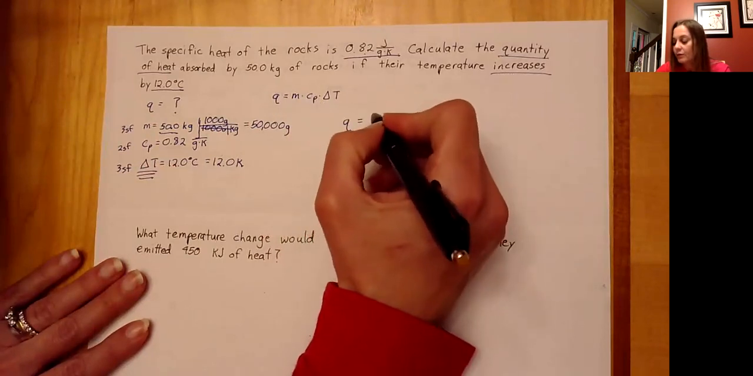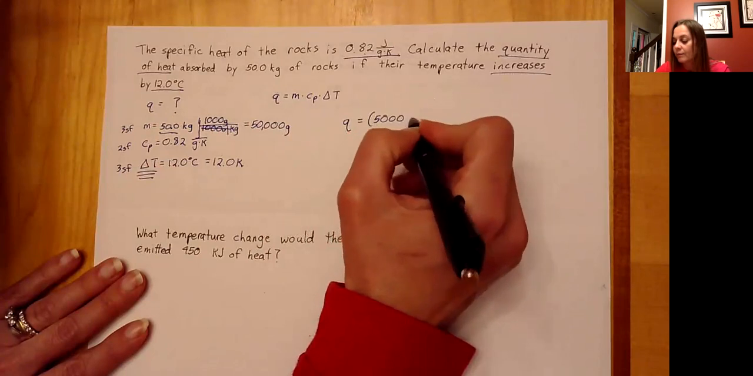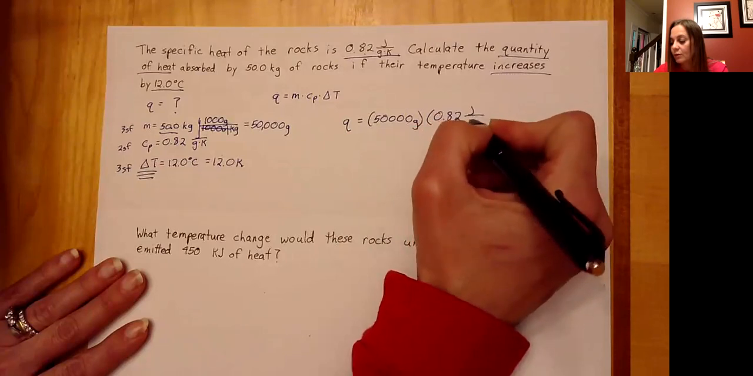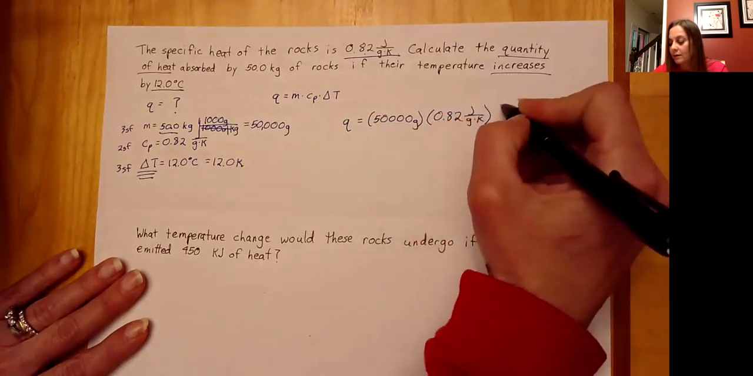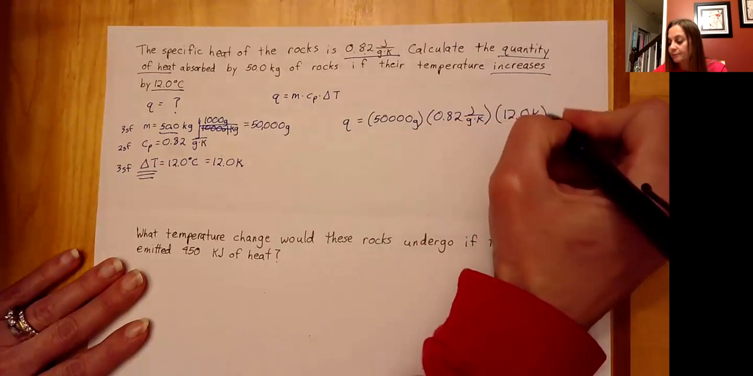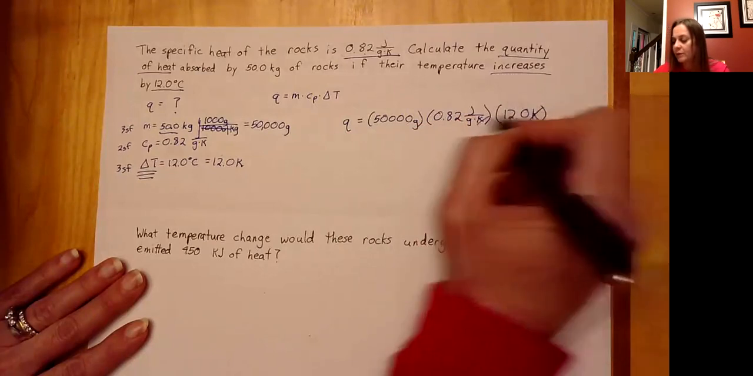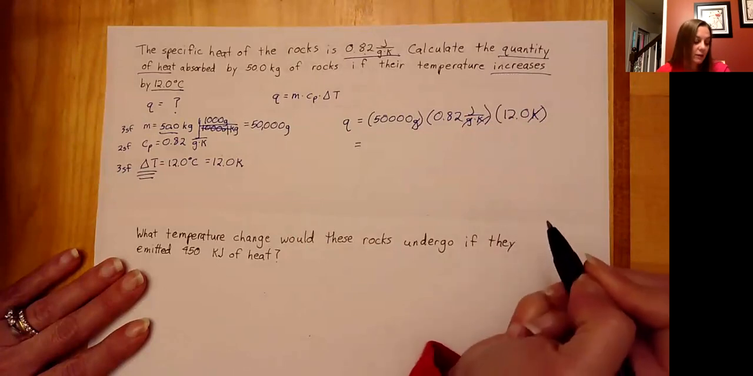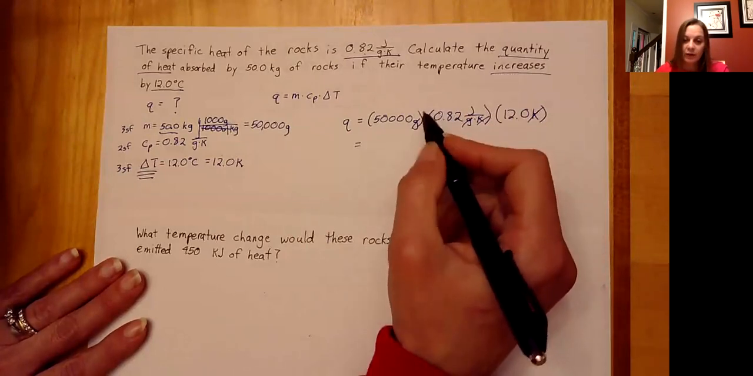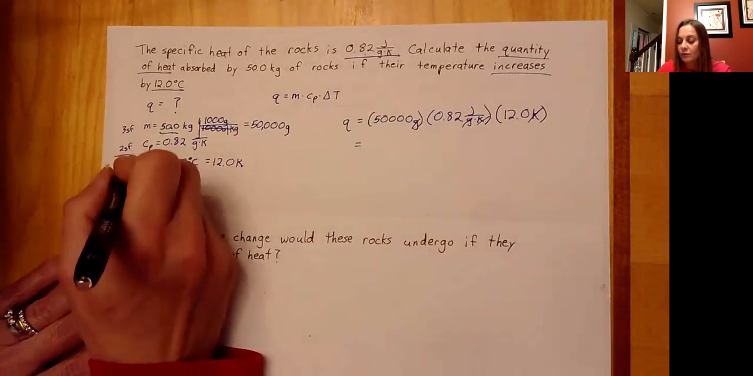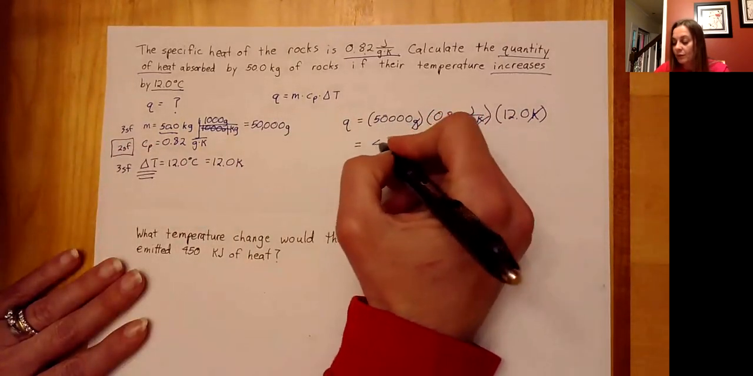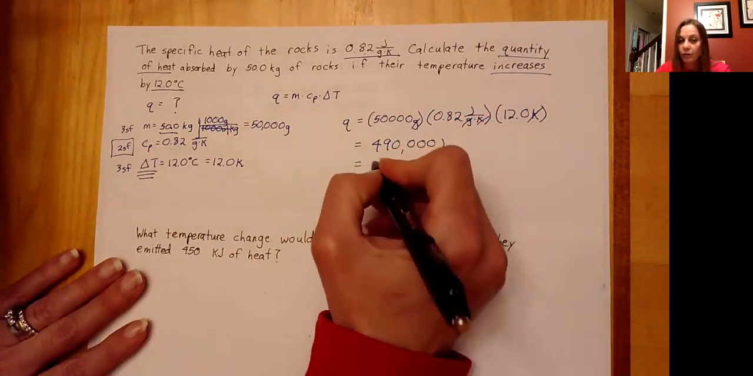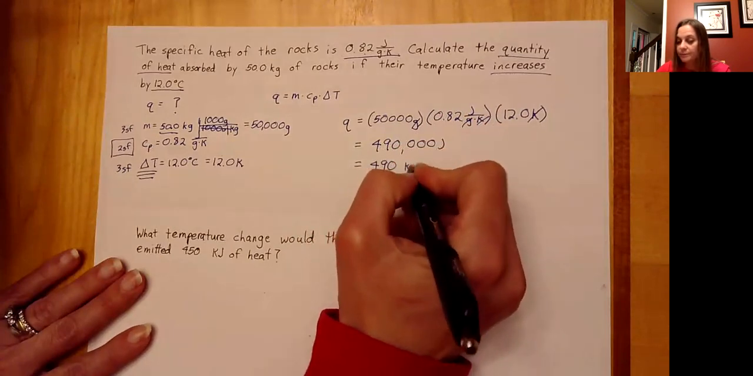And Q equals 50,000 grams times 0.82 joules per gram per Kelvin times 12 Kelvin. And you can see that the Kelvin cancel out, the grams cancel out, and I'm going to be left with an answer in joules. Now, when you plug this into your calculator, it gives you 492,000 joules, but I can only have 2 significant figures. So that's 490,000 joules or 490 kilojoules.